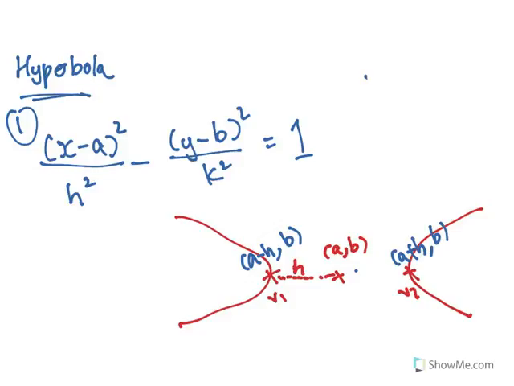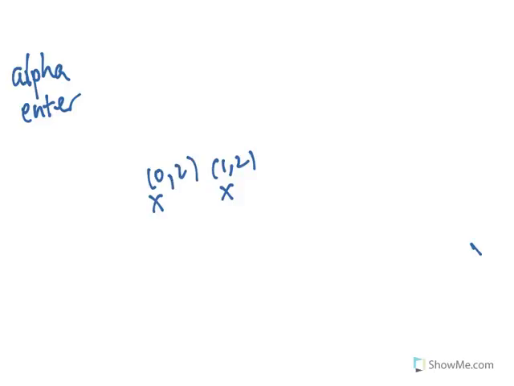Let's say you want to draw a hyperbola and you don't know how, so they'll tell you to use alpha enter. Before you go into the graphing mode, you press alpha enter. You can get center C1, which is (1, 2). Vertex 1 is (0, 2). Vertex 2 is (2, 2). Correct? The graph looks like this.